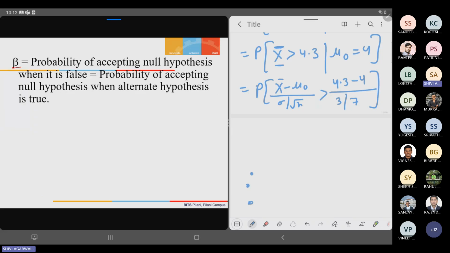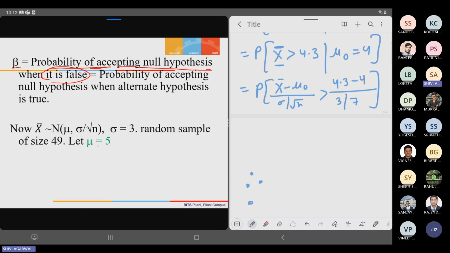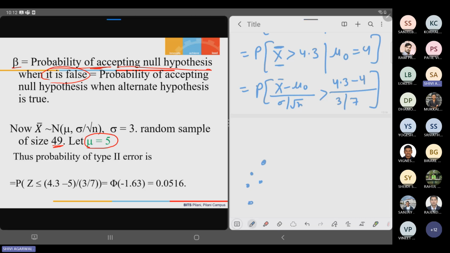Similarly, beta is the probability of type 2 error. Type 2 error is accepting the null hypothesis when it is false. Since it is false, we have to calculate it. So here we are taking mu equal to 5, which is greater than 4. The sample size is 49. So we find the probability of type 2 error.